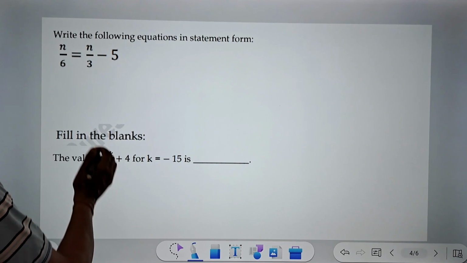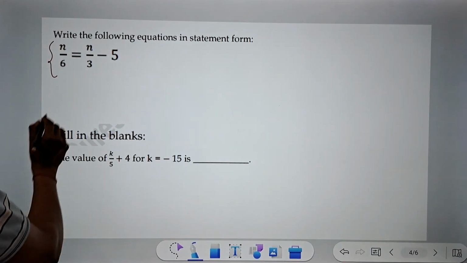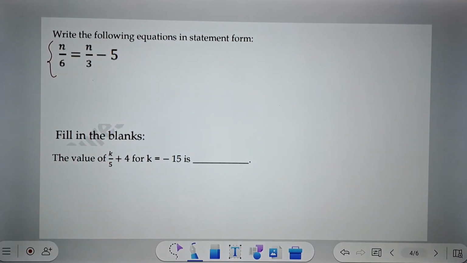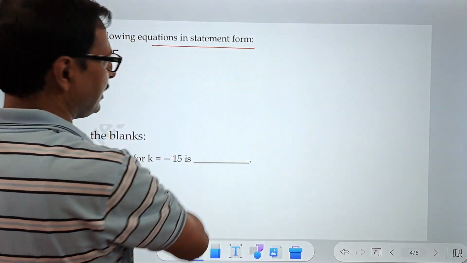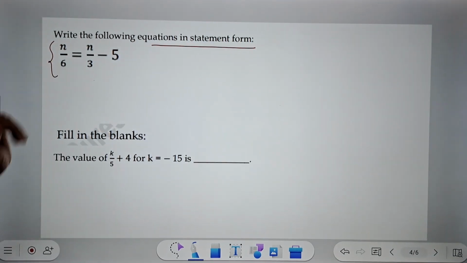Here we have an equation n upon 6 equals n upon 3 minus 5. So what is required here is we have to write it in the statement form. Now how to write this in statement form?